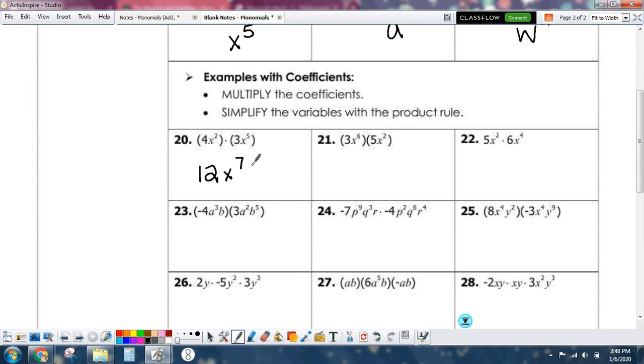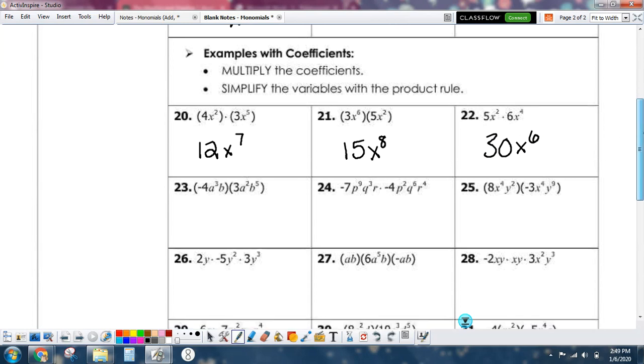Okay, so the next one, we have 3x to the 6th times 5x to the second power. So I can multiply my coefficients first. 3 times 5 is 15. And since I have x terms, I'm going to do 6 plus 2, which gets me 8. Go ahead and try the next one. When you solve 22, you're doing 5 times 6 first to get 30, and then 2 plus 4 to get 6.